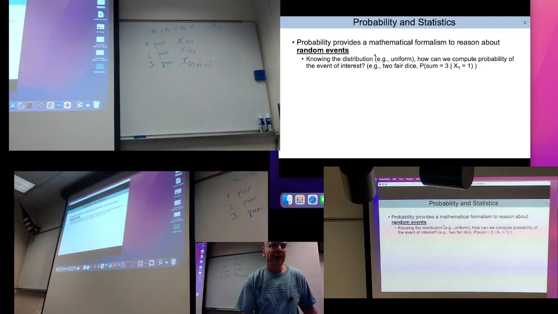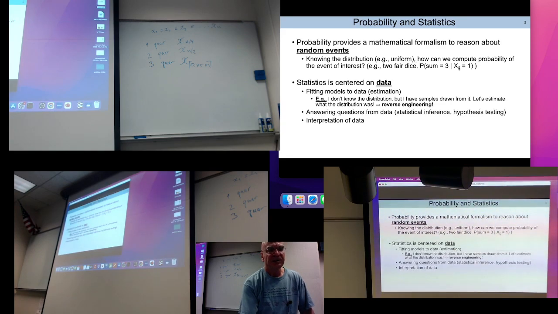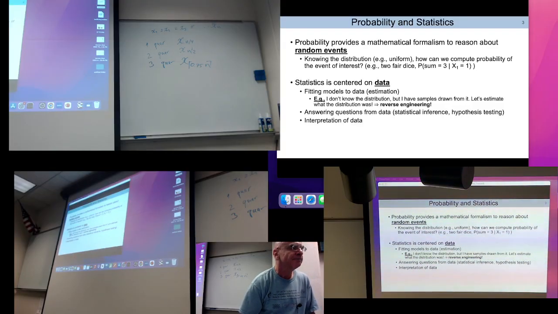So we can ask, knowing the distribution, for example, two dice rolls, what is the probability that something happens? For example, what is the probability that the sum of the two dice is 3, given that the first one is 1? But that's all assuming the axioms that we had in mind. It doesn't have to do anything with real data, with the real world.